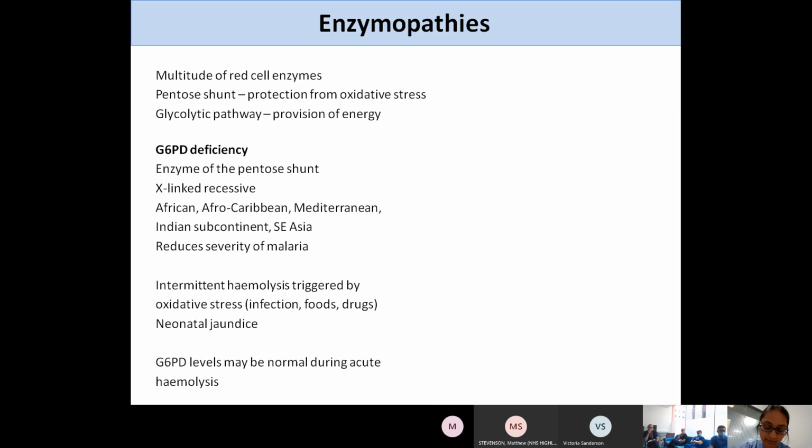The reason that this is a survival benefit is that it reduces the severity of malaria. It presents as intermittent hemolysis triggered by oxidative stress, such as infection, certain foods, and certain drugs. It can also present neonatally as neonatal jaundice. Interestingly, G6PD levels may be normal in an acute hemolysis, because in acute hemolysis the bone marrow is usually churning out reticulocytes that have relatively normal levels of G6PD, so you can mask a low G6PD level. So if you have a high suspicion of G6PD deficiency, the level should be repeated when the patient is well to get an accurate enzyme level.